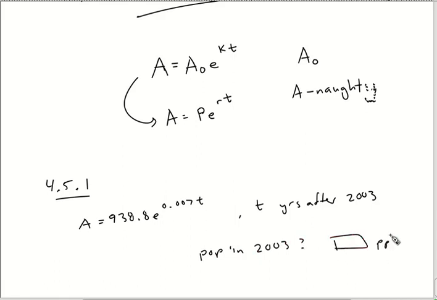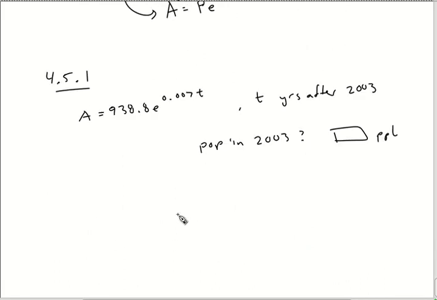So this many people. Okay, well, this is almost a little easy here. We have a formula, and they say T is years after 2003. What's the population in 2003? What's your T equal to? You're going from 2003 into 2003. How many years have elapsed? 0. So you just plug that in and you're done.